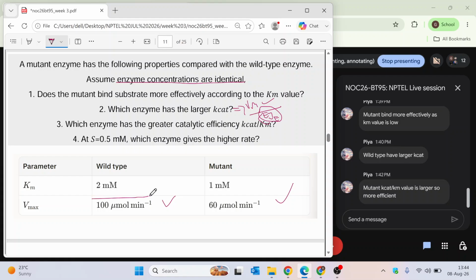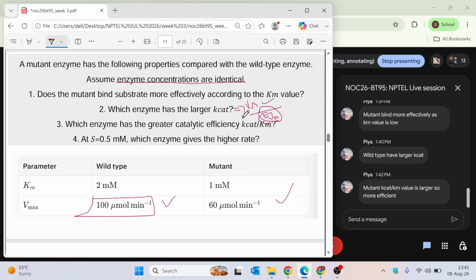It is wild type. And how did we end up here? Because kcat you have to determine based on Vmax by enzyme concentration, and it is given that the enzyme concentrations are identical, which means you are going to divide it using the same factor. So in that case you can directly compare the Vmax values itself. And the third question asks us which enzyme has greater catalytic efficiency.